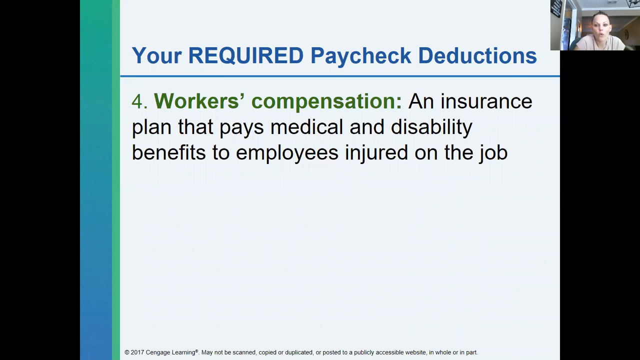And another required paycheck deduction is workers' compensation, an insurance plan that pays medical and disability benefits to employees injured on the job. So we talked about workers' comp. It would pay for your medical bills and compensation for lost wages. Remember, workers' compensation if you were injured on the job.